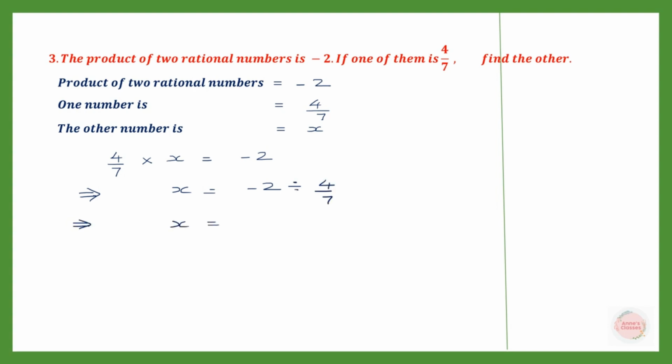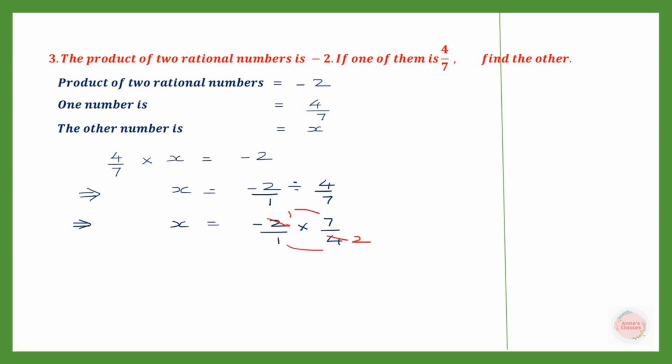So now we're going to find the value of x. X is equal to, now this is minus 2 by 1. So minus 2 by 1, division changes to multiplication. 4 by 7 becomes 7 by 4. Now what can we cancel here? I can cancel 2 and 4. 2 ones are 2 and 2 twos are 4.